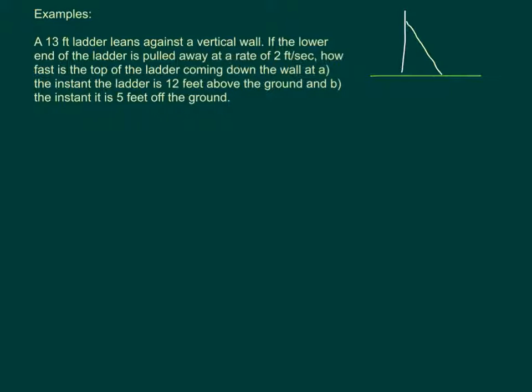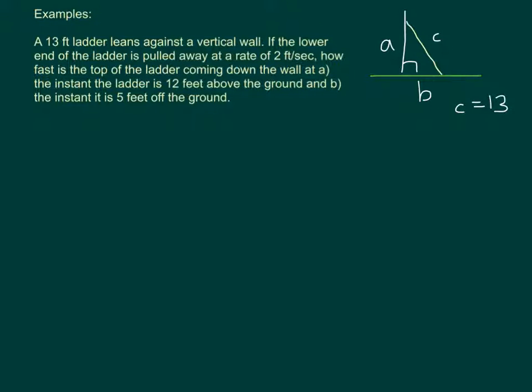And our wall is vertical, so if it's vertical to the ground, we end up with a right triangle again. So we're probably going to want to use our A, B, and C for a Pythagorean theorem. In this case, they tell us the ladder is 13 feet. So here C is going to be 13.